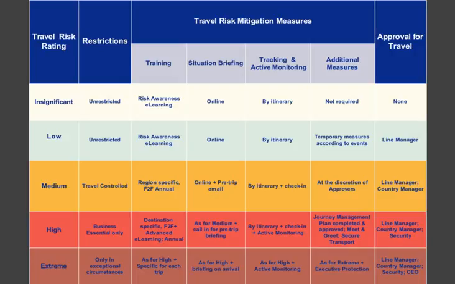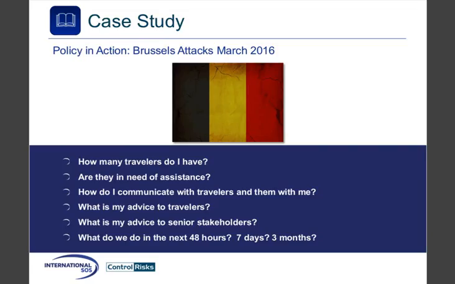In the middle here, you have your mitigation measures. So your training, your situation briefing, your tracking and active monitoring, and your additional measures. What are required according to the risk? So it's all driven by the risk and the likelihood and the impact of those events in a location where they're going. And then finally, what additional approvals are necessary for travel. Having something like this very quickly and effectively communicates what your policy is trying to do.